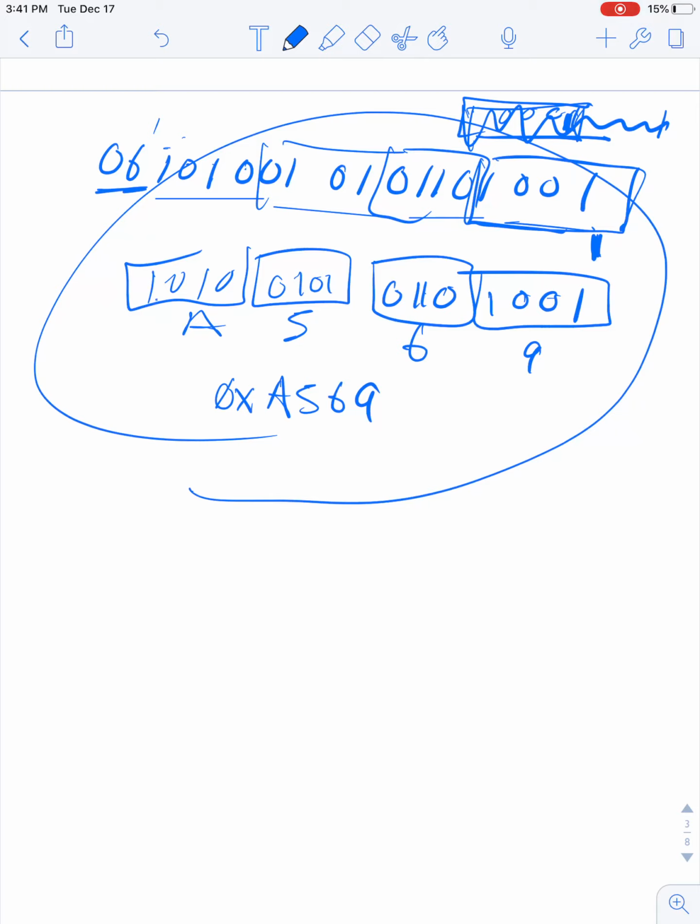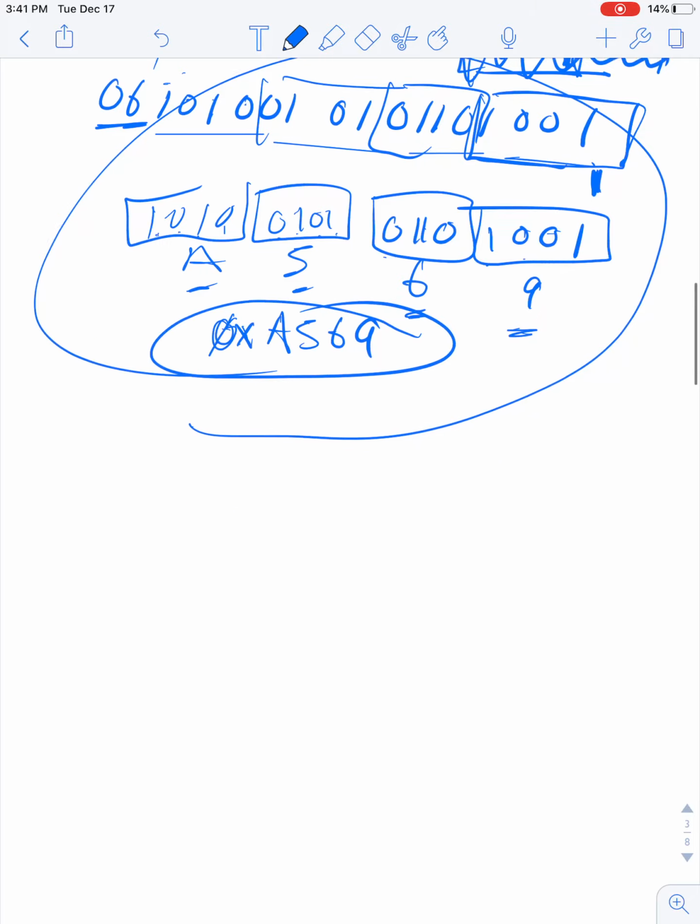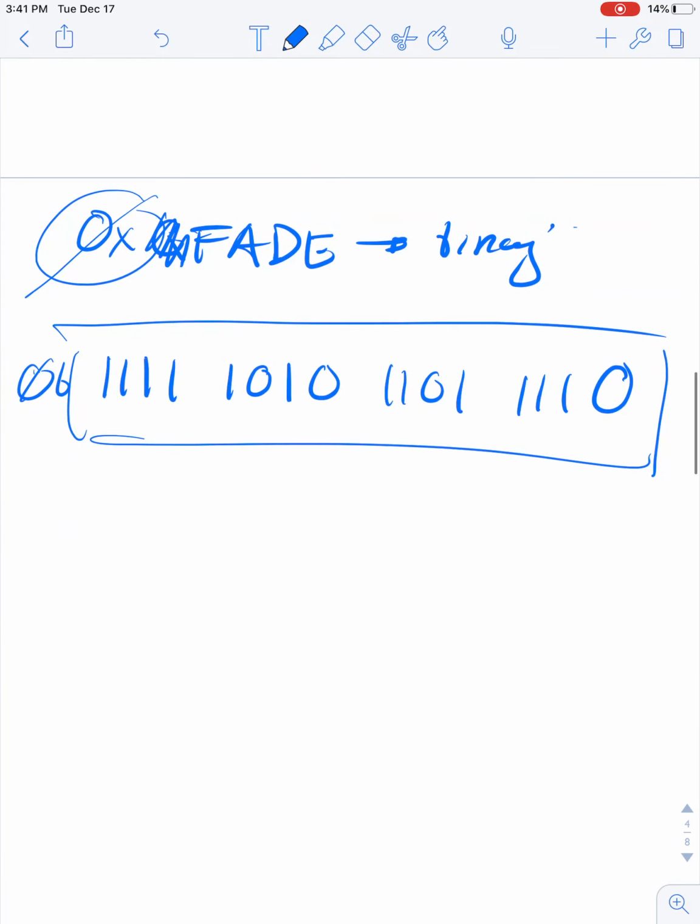For the first one, you're going from left to right. So 0, 1, 0, 1, 0 associates to A. 0, 1, 0, 1, looking on the chart, is 5. 0, 1, 1, 0 associates to 6. And 1, 0, 0, 1 associates to 9. So using your notation, 0x for hexadecimal, you're going to write A, 5, 6, 9.